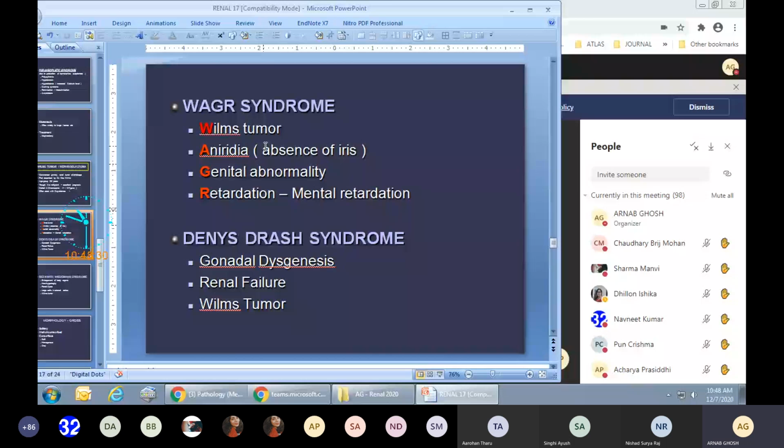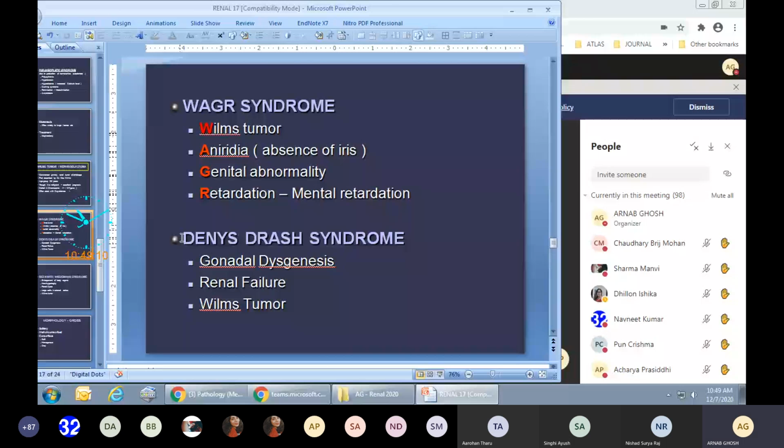First is WAGR syndrome. Okay, WAGR stands for W, Wilms tumor. A is aniridia or absence of iris. G is genital abnormality, and R is retardation, that is mental retardation, not growth retardation, that is mental retardation. Remember that. It's Wilms tumor, aniridia, genital abnormality, and mental retardation. Okay. Next is another syndrome, Denys-Drash syndrome.